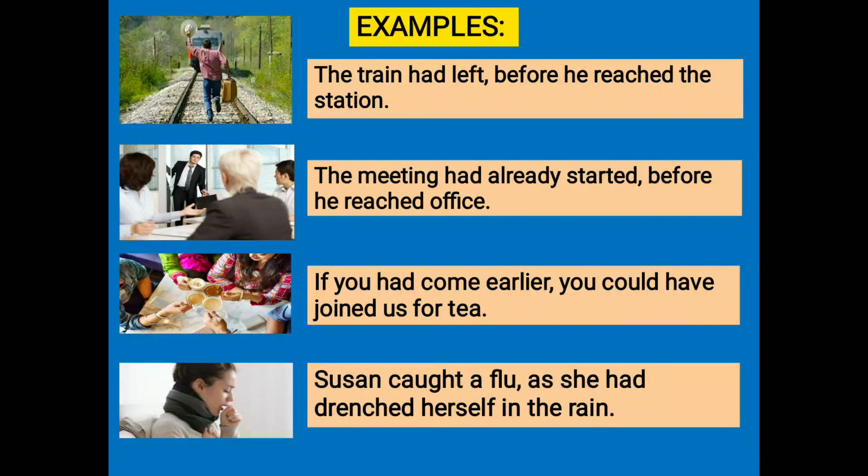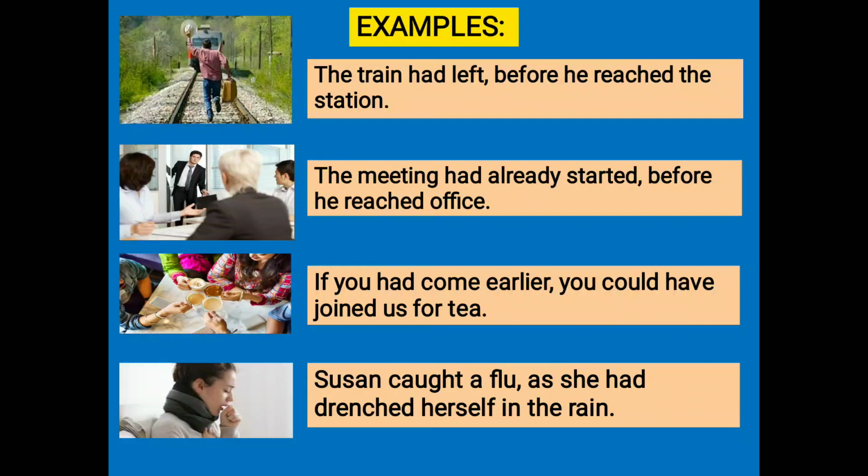First example, you see, the train had left before he reached the station. This man reached the station. This action is completed. There are two actions here. One is the man reaching the station, the other the train leaving the station. Now both these actions are completed in the past only, but one of the actions was completed earlier or prior to the other action. So which is the action that is being completed earlier? The leaving of the train from the station.